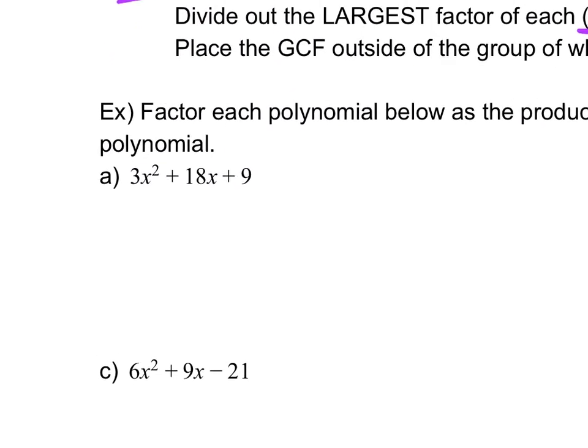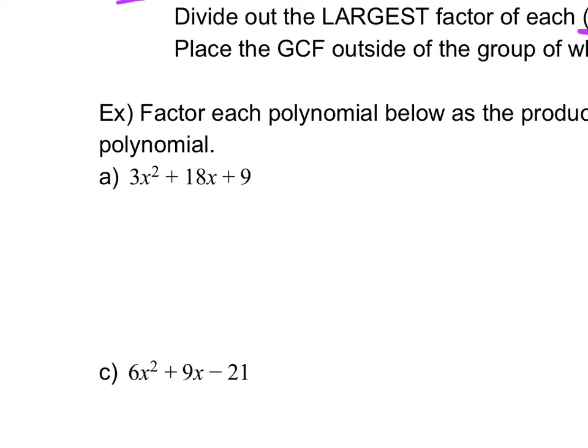So here is our first one. First thing we have to do is find out the GCF. What can you divide all of those by? Looks like 3. So this will be 3 times what is 3x squared? That's just x squared. 3 times what is 18x? That would be 6x. And 3 times what is 9? And that would be positive 3. And that is it.